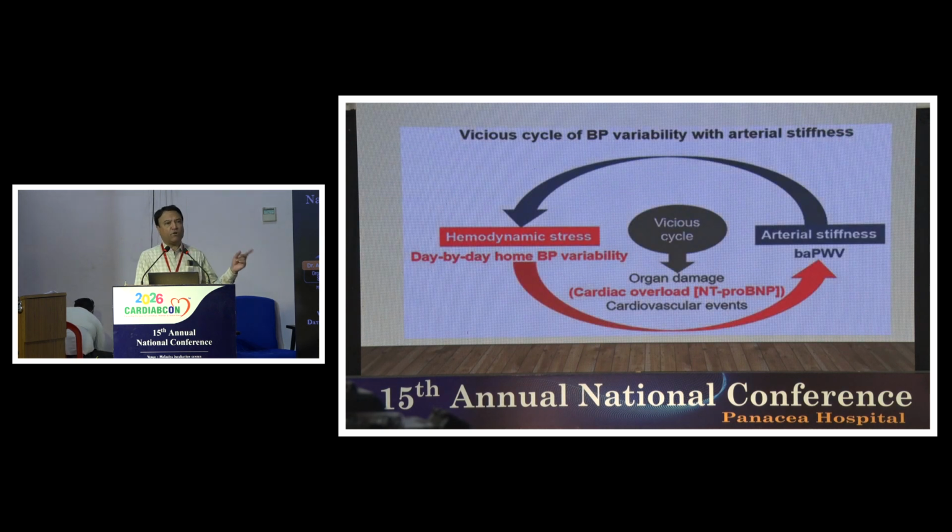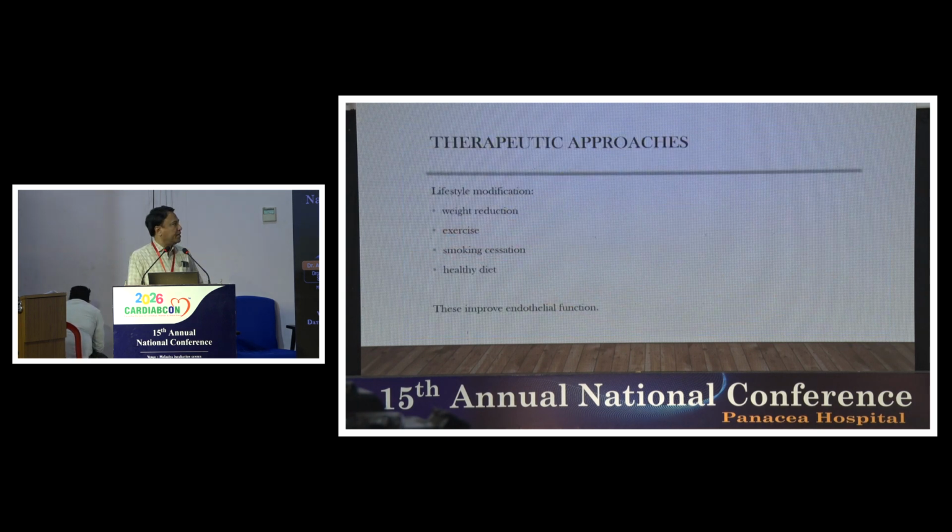In this, one more thing I want to draw attention to is hemodynamic stress, the blood pressure variability. In the last 5 years we have come to glucose variability. The same way, the concept of hemodynamic variability has also come. Fluctuations in blood pressure beyond the range are responsible for accelerating arterial stiffness, and that causes cardiac overload and increase in NT-proBNP.